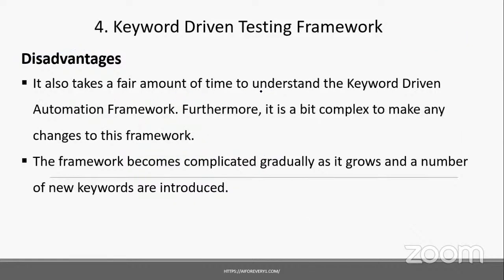It also takes a fair amount of time to understand the keyword driven automation framework. Compared to other frameworks, this is quite complicated. A lot of coding will be involved. It is not easy to crack the framework, and it becomes complicated gradually. One of the problems is everyone starts giving new keyword names without following a set of rules. Then at one point of time, problems will come. New keywords introduced means increased complexity.